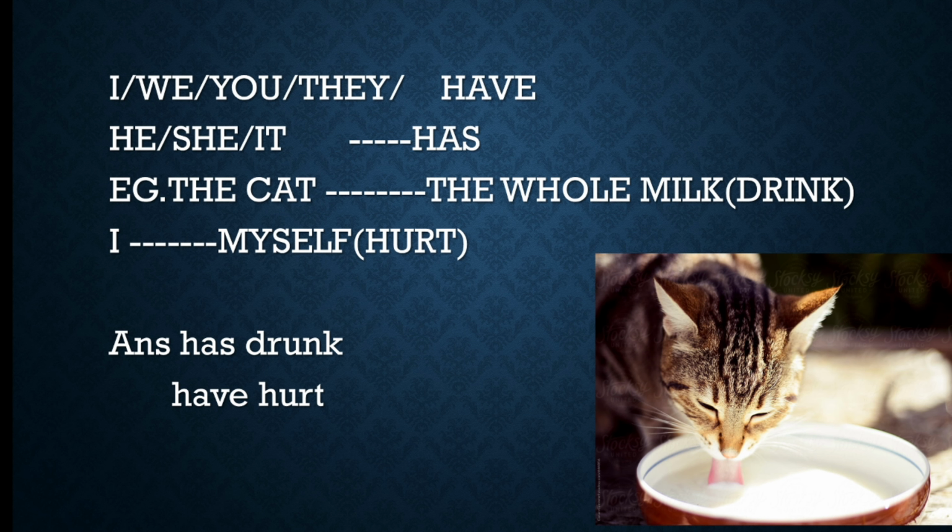See the example, the cat dash the whole milk. Drink is the bracket word. So what is the answer? Cat is singular, so you have to use has. V3 form of drink is drink, drank, drunk. Drunk is the answer. So the cat has drunk the whole milk. Look down, I dash myself. For hurt, V1, V2, V3 form is the same. Hurt, hurt, hurt. For I, you have to use have. I have hurt. See the answer, I have hurt myself.